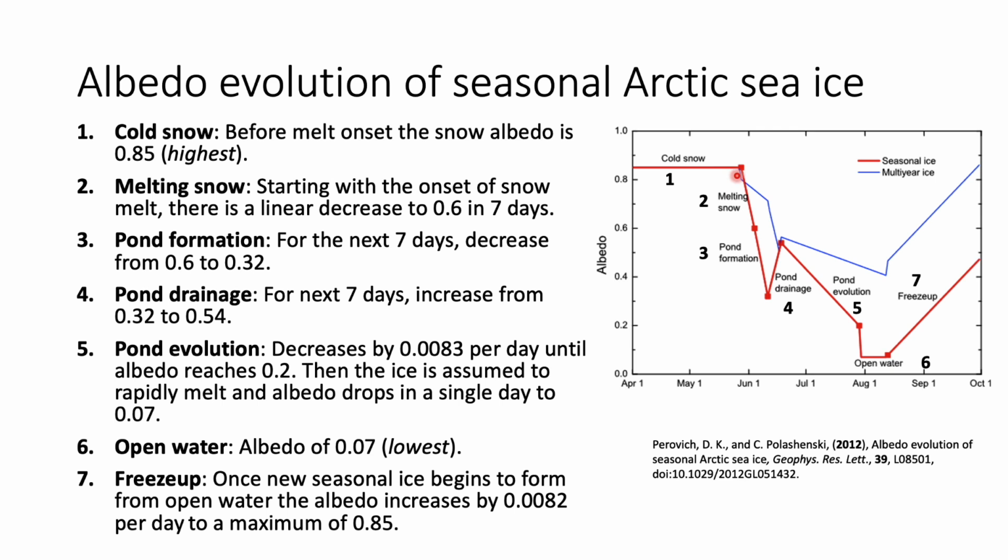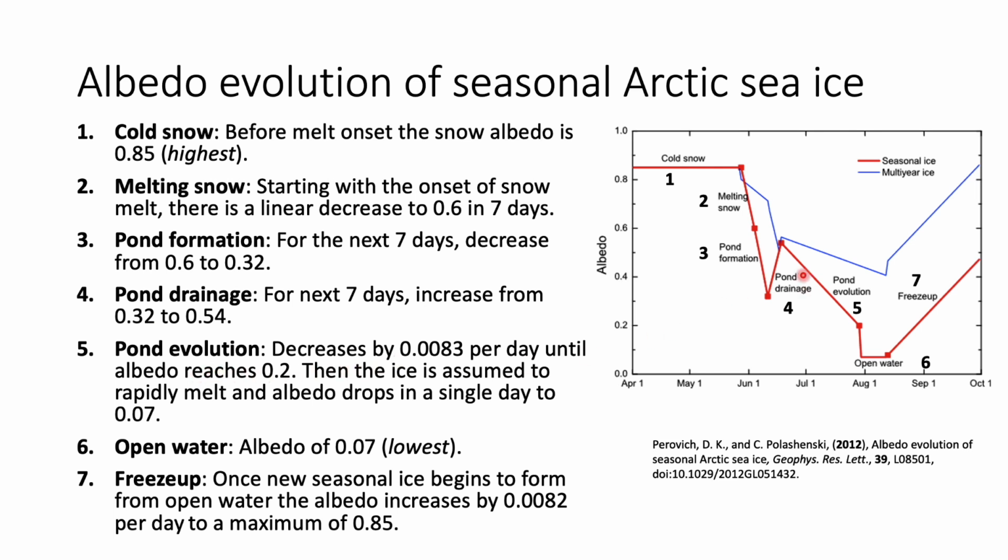And then we have the melting snow. In the melting snow, the albedo reduces from 0.85 to 0.6. This happens over a period of 7 days, and then it leads to the pond formation. When there is a pond, there is water present there. At that time, the albedo reduces from 0.6 to 0.35. This also happens over a period of 7 days. So the albedo reduces by a difference of up to 0.32. And then it changes to the pond evolution.